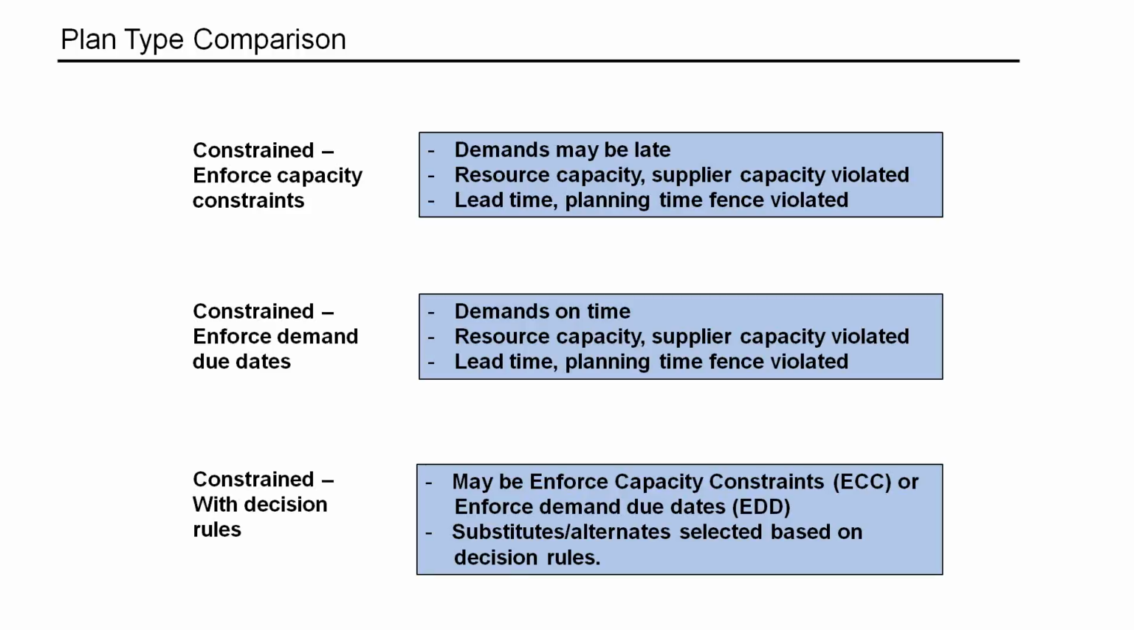For the enforced demand due date constraint plans, the resource capacity and the supply capacity are violated, the demands are on time, and the lead time and planning time fence may be violated. With the constraints and decision rules, whether with ECC or EDD, we see that the alternates are honored, and whatever it takes to meet the customer demand, the system will suggest, using the substitutes.